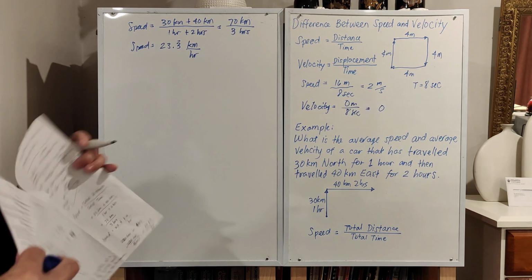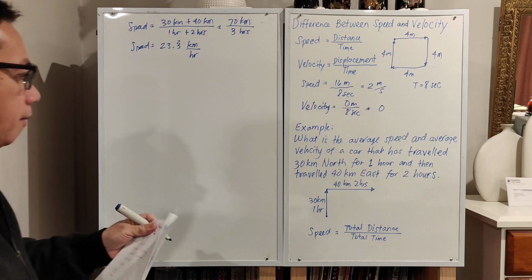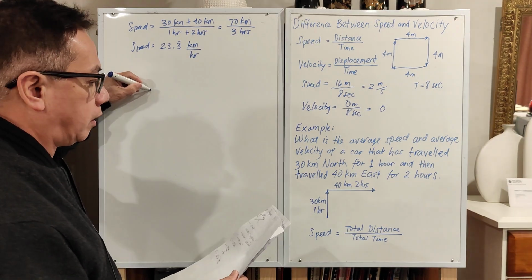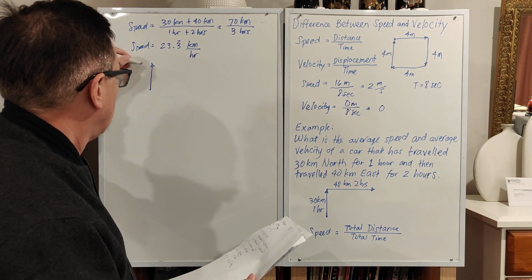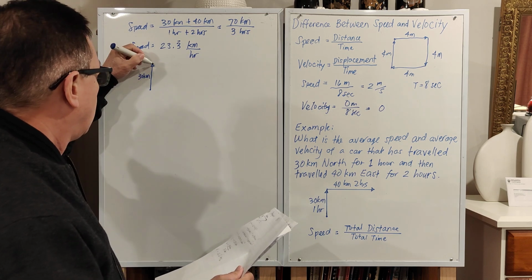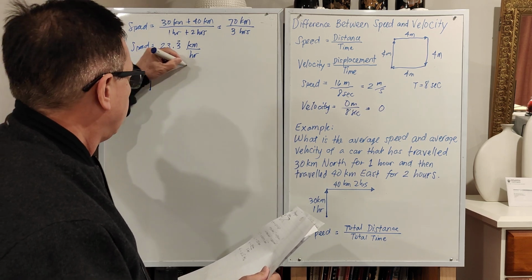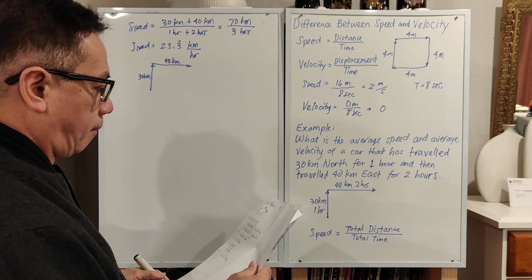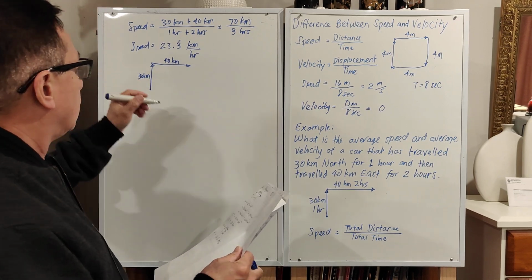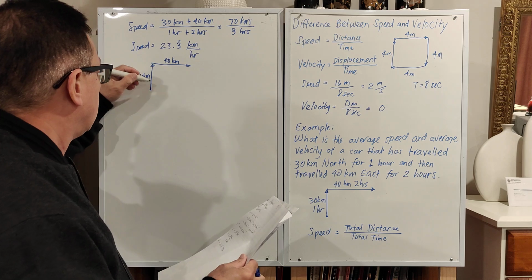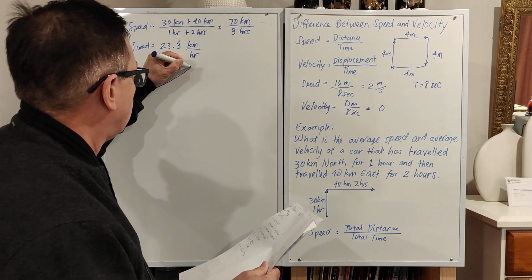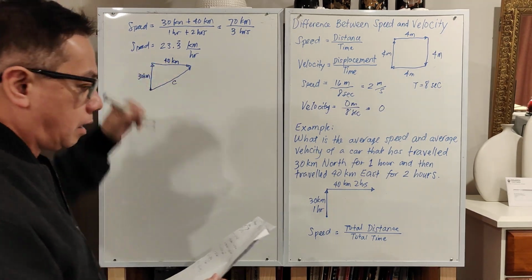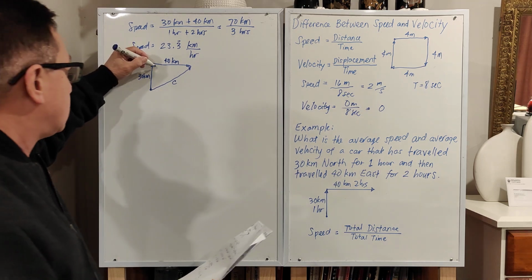Now let us compute for the velocity. So the car started from here, went up 30 kilometers, and then went to the right 40 kilometers. The displacement of the object would be from here to here. Let us call it C. So this is a right triangle.